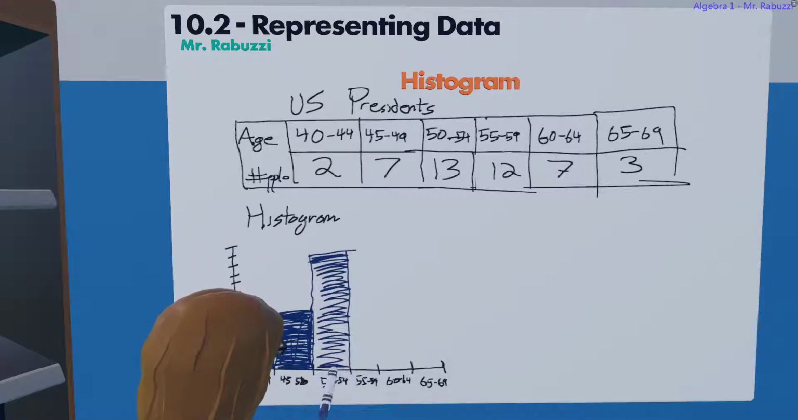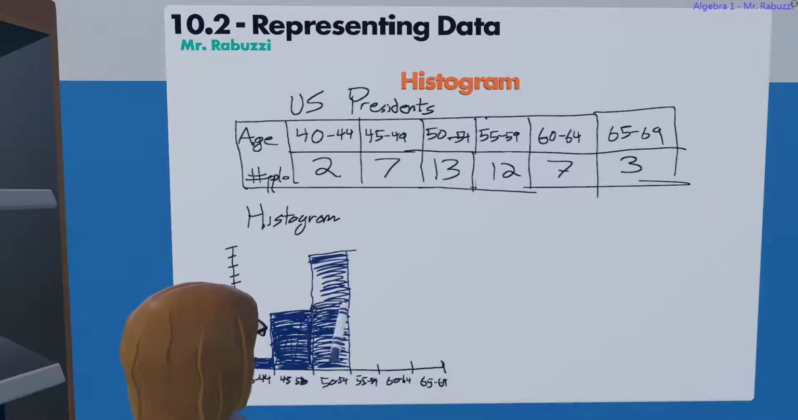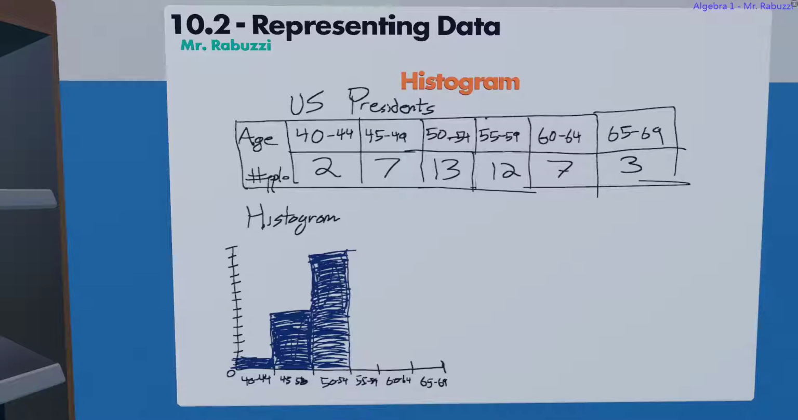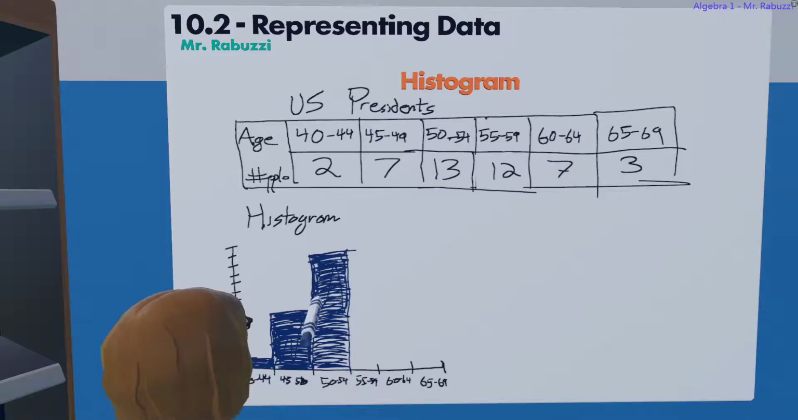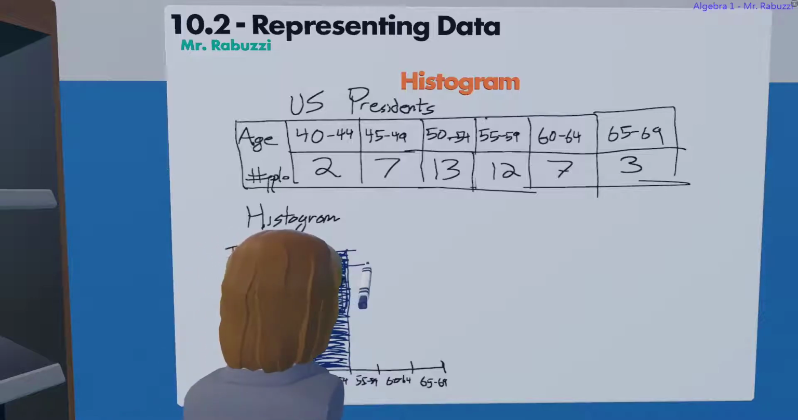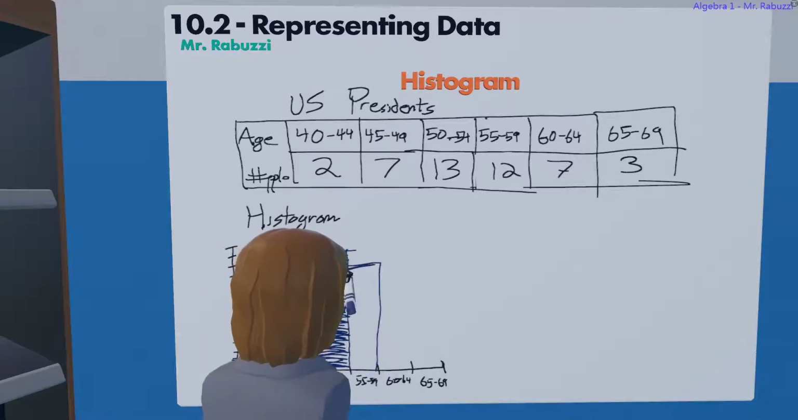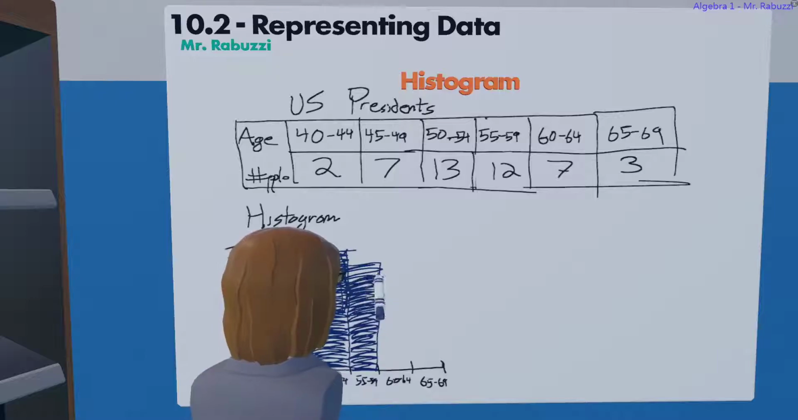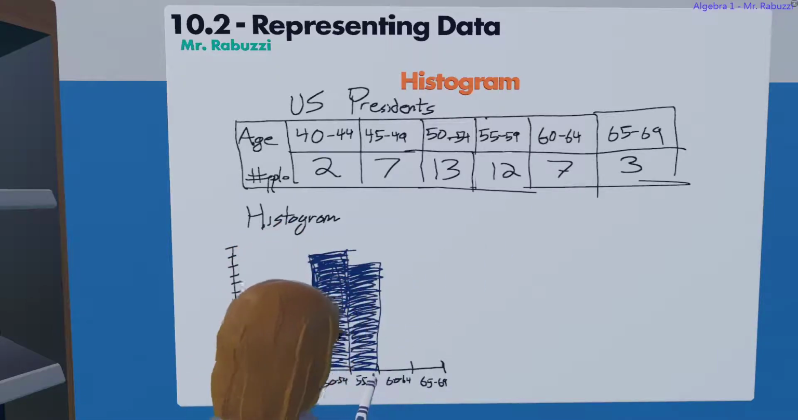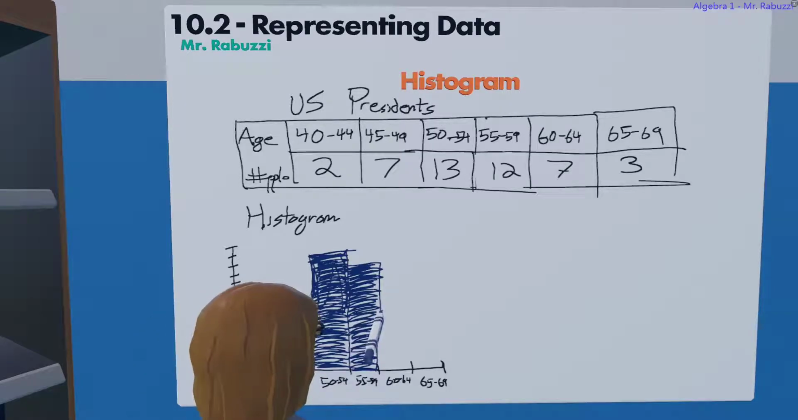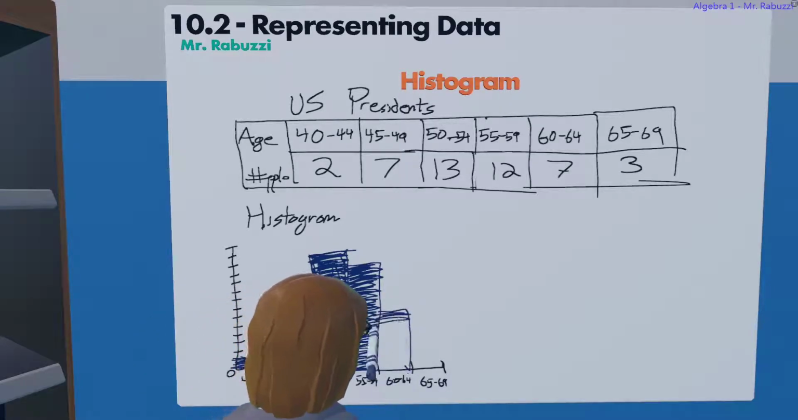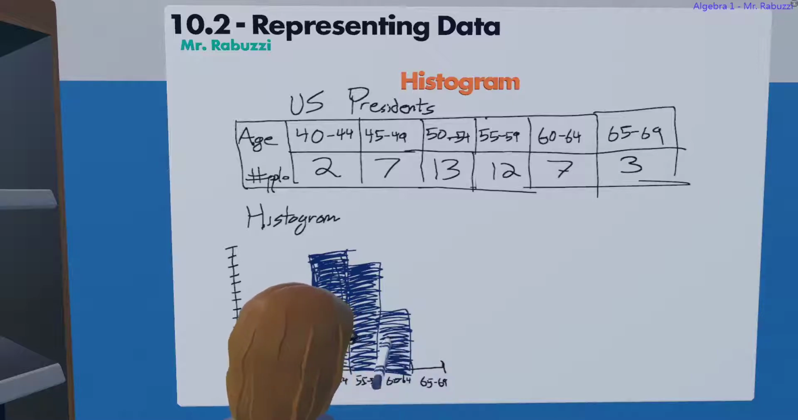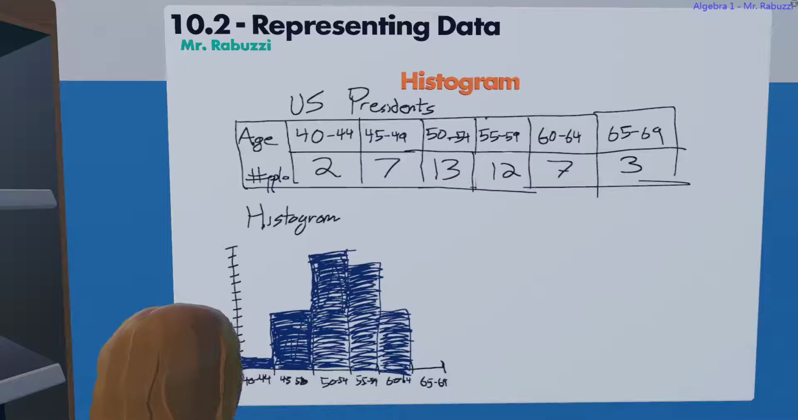And then we fill it in. You don't need to, but I think it looks a little better, maybe. Okay. Then 12 for the next one. So right underneath this. Okay. I'm getting tired of coloring it in. Maybe you shouldn't color it in. Okay. 60 to 64, that's 7 again. So same height as this one. Okay. And then 3. 1, 2, 3.